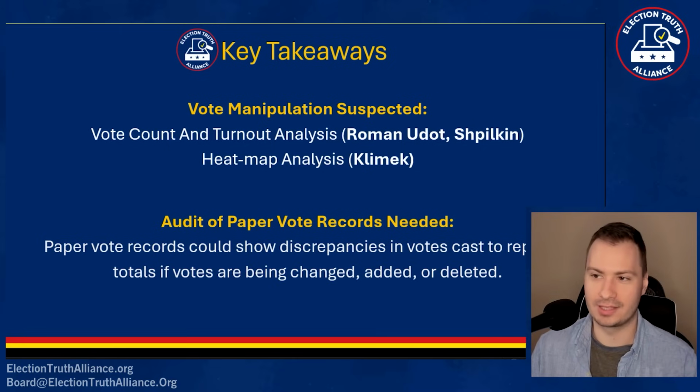Our work, as we said, is based upon the work of Roman Udot, Sergei Sphilkin, and Peter Klimek, who have all published their papers, and we reference them in our work. And then, of course, we say all of this to highlight a few things. One, we want audits. For these anomalies, if they are caused by potential vote manipulation, that can truly only ever be determined by doing an audit, by looking at the paper votes. We can break down the demographics and highlight even more anomalies, but ultimately, it comes down to audits.